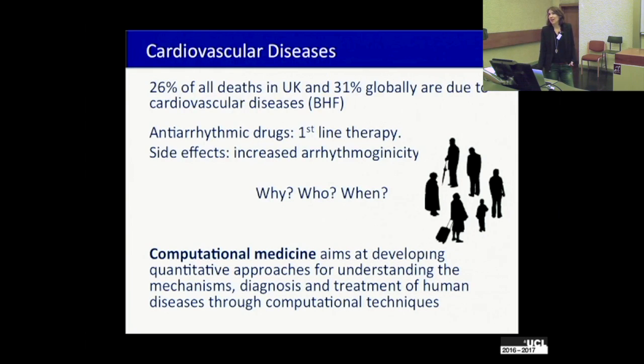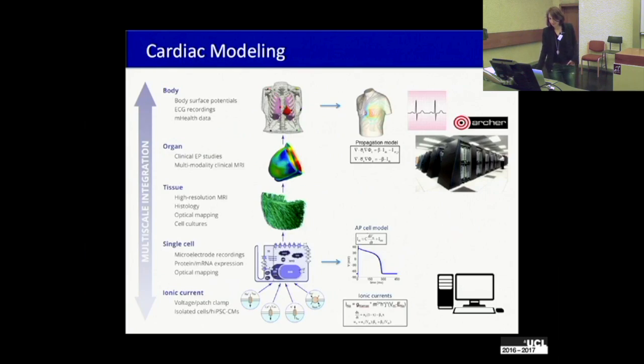So the questions here are why, which are the mechanisms for those arrhythmias, who, under which conditions these arrhythmias can take place, and also when. Those questions are still unclear, we don't know them, and there are many people working on them. We are investigating those questions from the computational medicine disciplines. This aims at developing quantitative approaches for understanding the mechanisms, diagnosis, and treatment of human diseases through computational techniques, but also mathematics, experimental physics, many things.